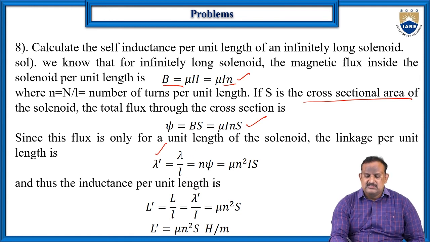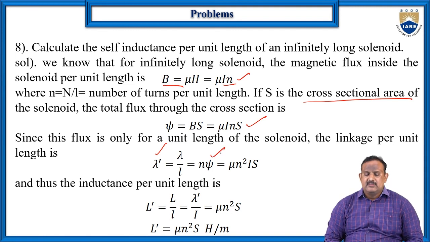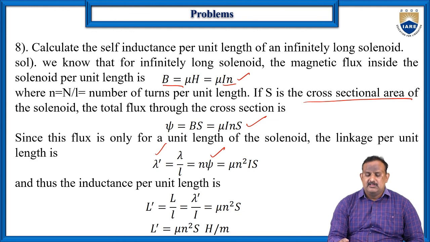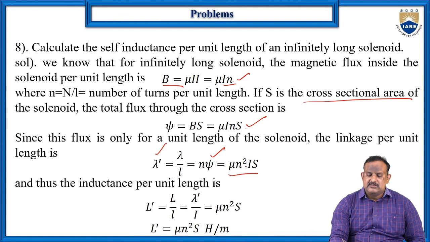Lambda by L is equal to N into psi, where N is the number of turns per unit length. The flux linkage is equal to N into psi. So lambda dash equals N into psi, but psi is nothing but mu I N S. Therefore, mu I N S into N, which is mu N square I S.